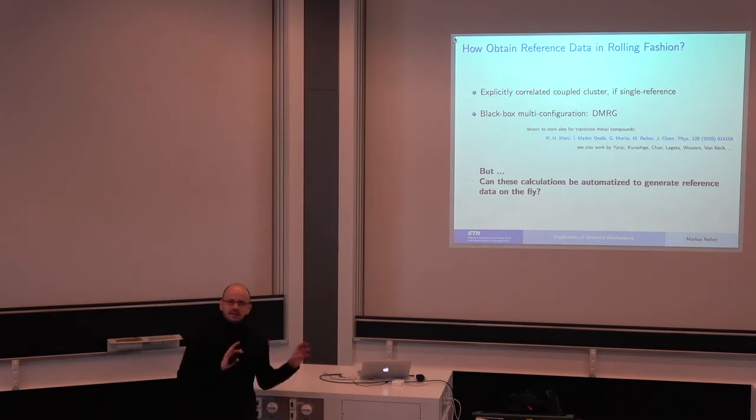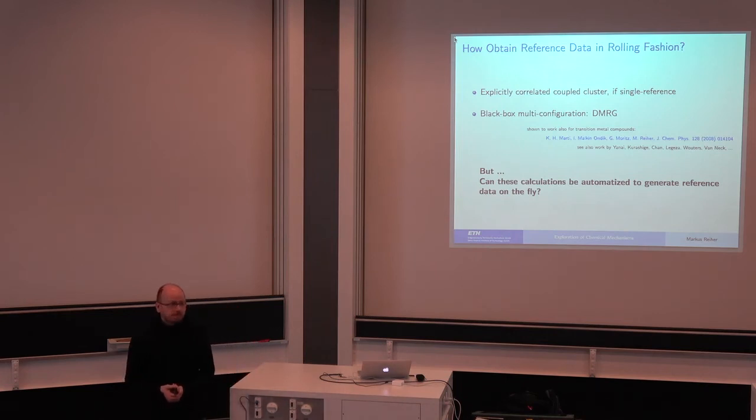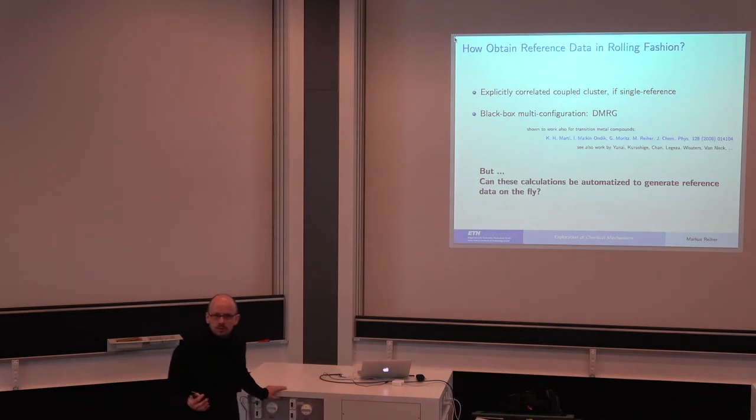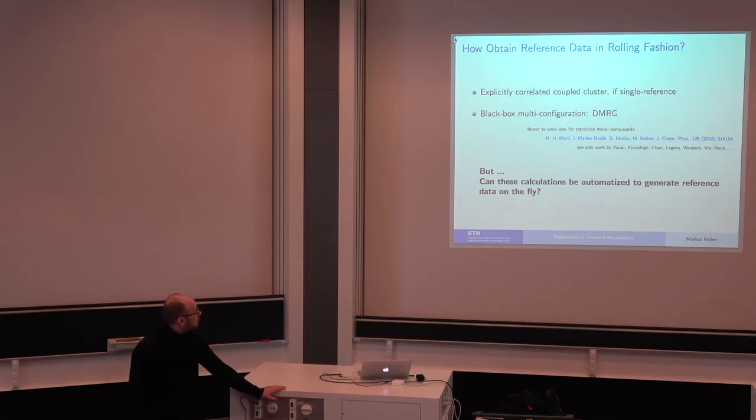Okay, say you want to do this. How can you make sure that for any kind of system that in the future you intend to study, you get really reliable reference data? Well, one thing you could do is explicitly correlated coupled cluster calculations. But you can only trust this if this is really a single reference case. So if you have a strongly correlated molecule, then it's not clear whether you get really accurate data from such a calculation. And so what we have been working on is actually a multi-configuration approach based on density matrix renormalization group.